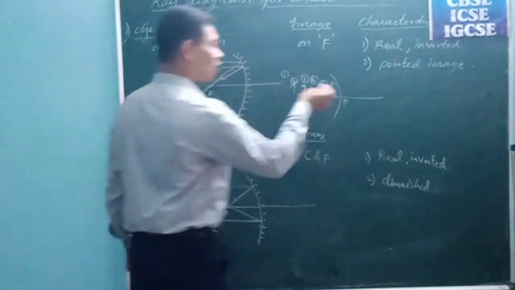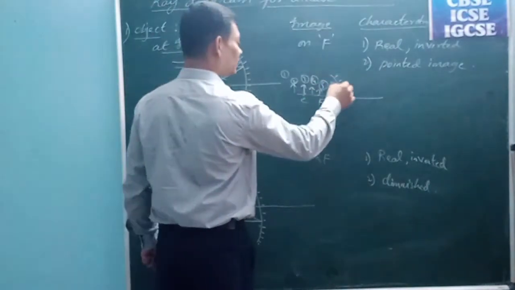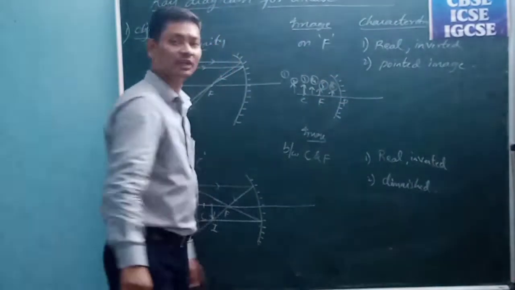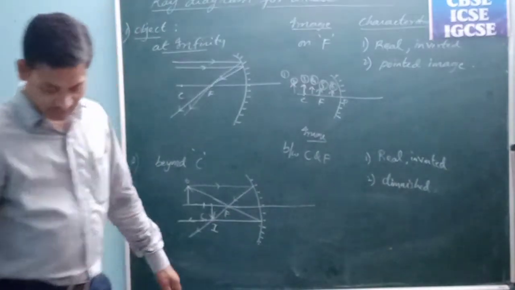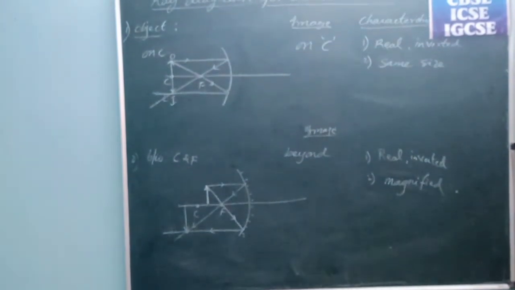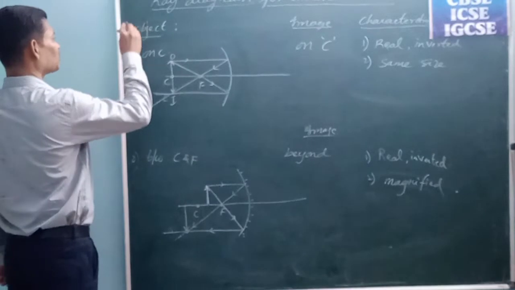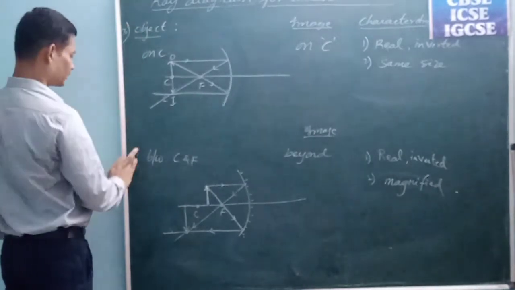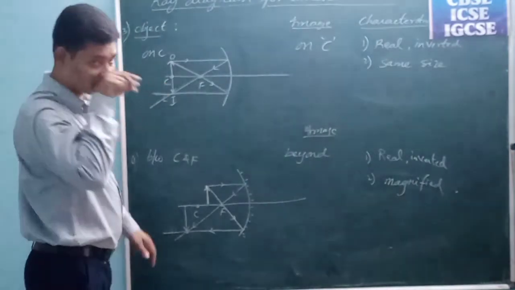Here, by keeping the object at different positions before the concave mirror, we will observe the image positions and its characteristics. Okay, so let us go for the remaining two. Here, the third position is when the object is on C.